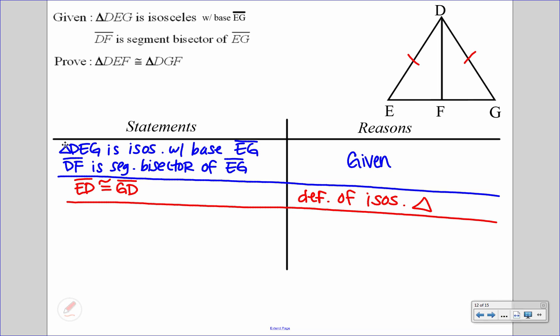The next one, let's look at our next given. Our next given says that DF is a segment bisector of EG. So EG is going to be bisected into two equal parts. And this is our second set of dashes, so we have to put 2 dashes for each. So we can write down that EF is congruent to FG because of the definition of segment bisector.